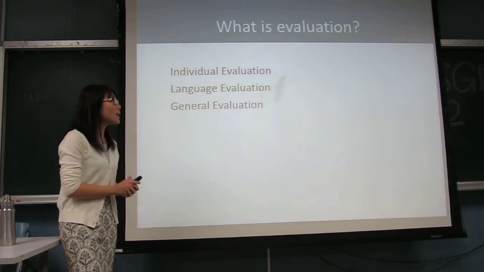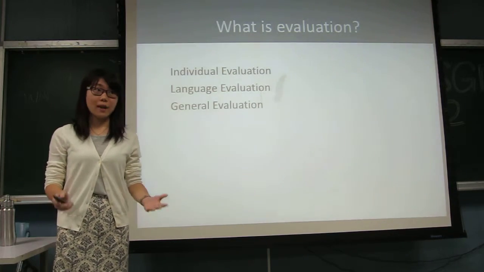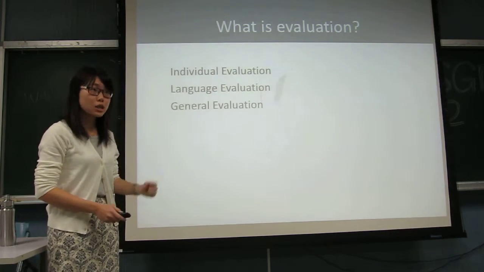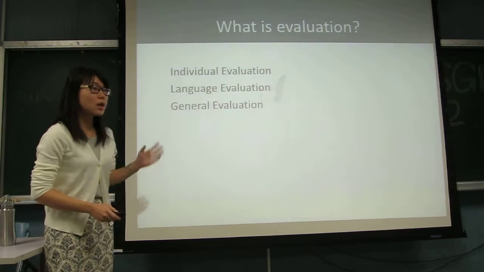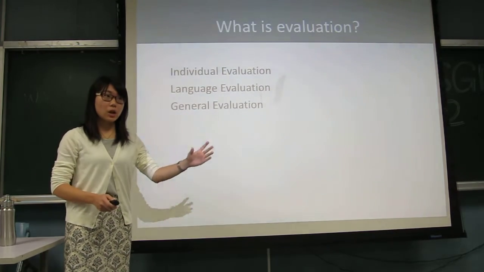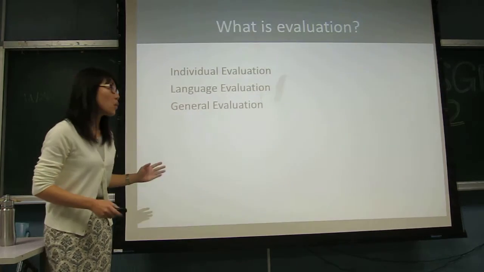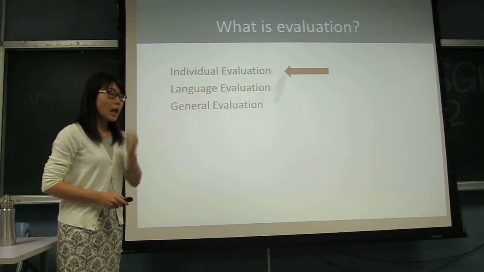So first, what is evaluation? In Toastmasters meeting, there are 3 kinds of evaluations. They are individual evaluation, language evaluation, and general evaluation. In individual evaluation, there will be one individual evaluator evaluate one speaker's speech. And this is what we're going to focus on today, individual evaluation.